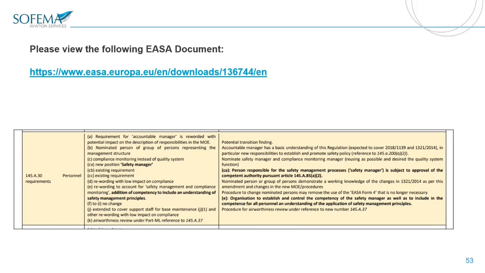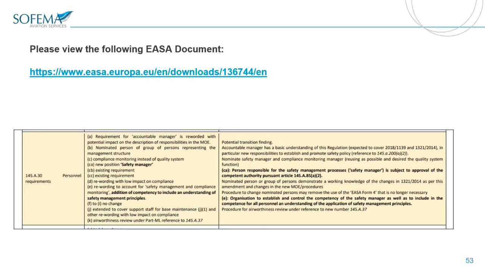Person responsible for the safety management processes is subject to approval of the competent authority. So we want the competent authority to sign off on our safety manager. They're also going to sign off on the safety management system. The organisation to establish and control the competency of the safety manager.